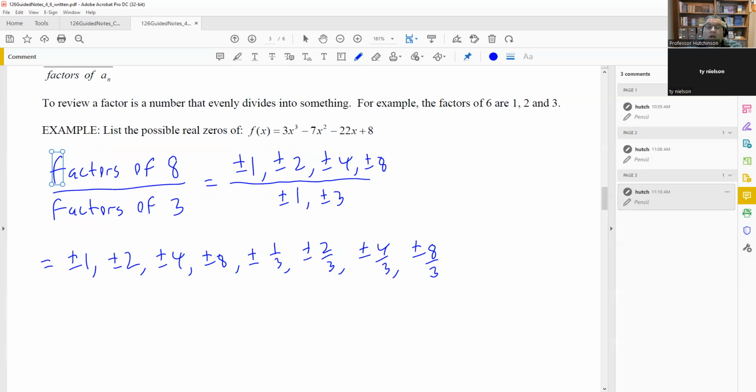Some of these problems in MyOpenMath are going to be multiple choice, so you just choose the correct one like that. Now, if it's not multiple choice, unfortunately, if you put this into MyOpenMath, there's no plus or minus here. So you'd have to put 1, -1, 2, -2, 4, -4, and so forth all the way across.